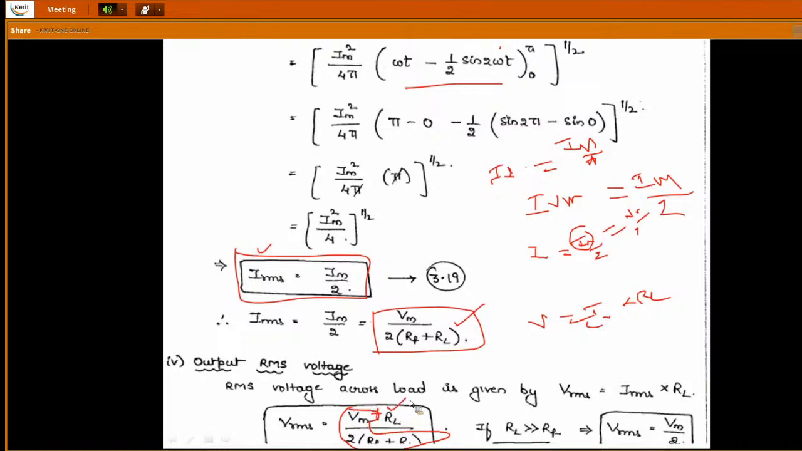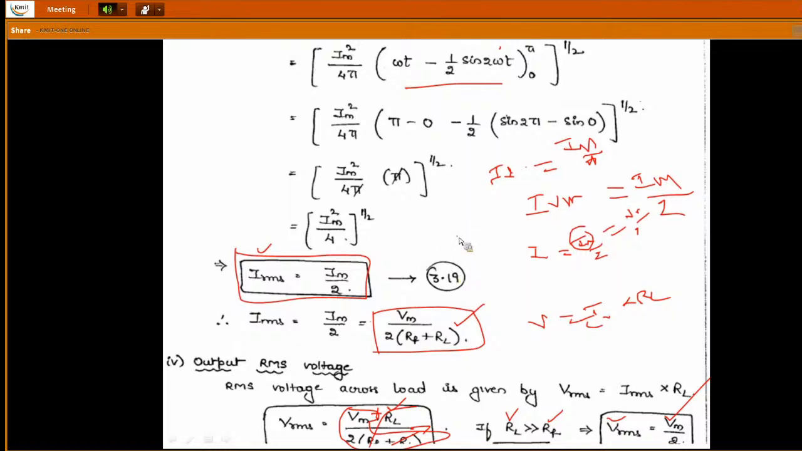Just take into consideration that the load resistance is always very, very high compared to the forward resistance. In this case you can neglect your RF value. Then RL is going to be cancelled, and your VRMS is given by Vm by 2 straight away.